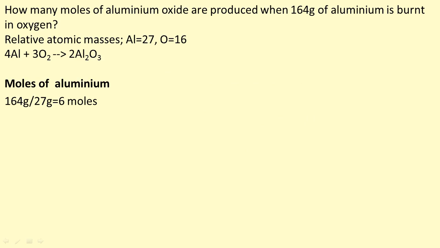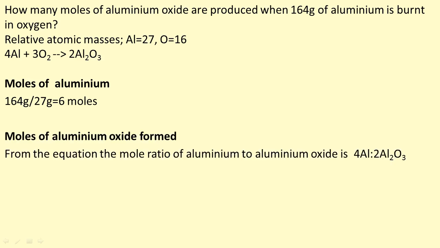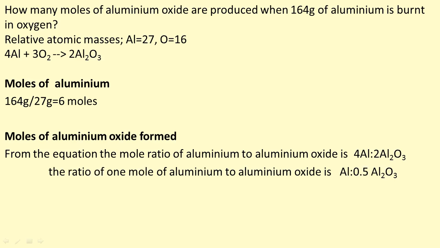The next thing we need to do is to work out the number of moles of aluminium oxide formed. From the equation, we can see the mole ratio of aluminium to aluminium oxide is 4 moles of aluminium to 2 moles of aluminium oxide. So, if we want to change this so it's got a ratio of 1 mole of aluminium to a certain number of moles of aluminium oxide, we could divide both sides of the ratio by 4.